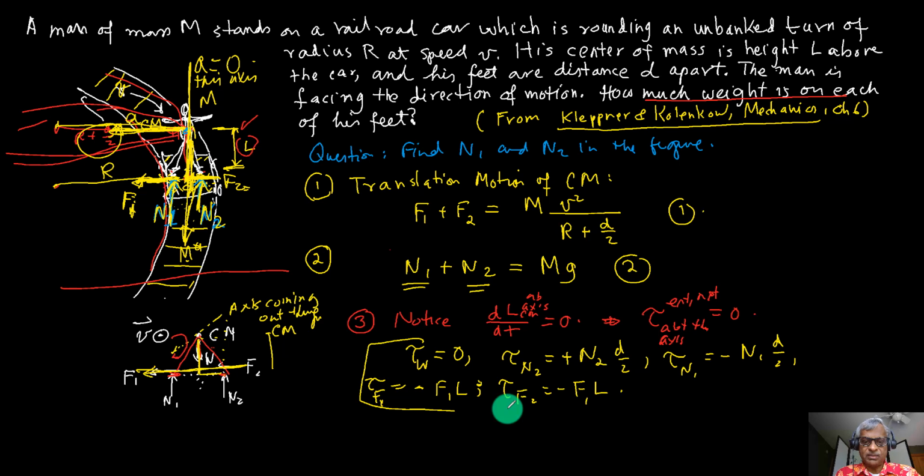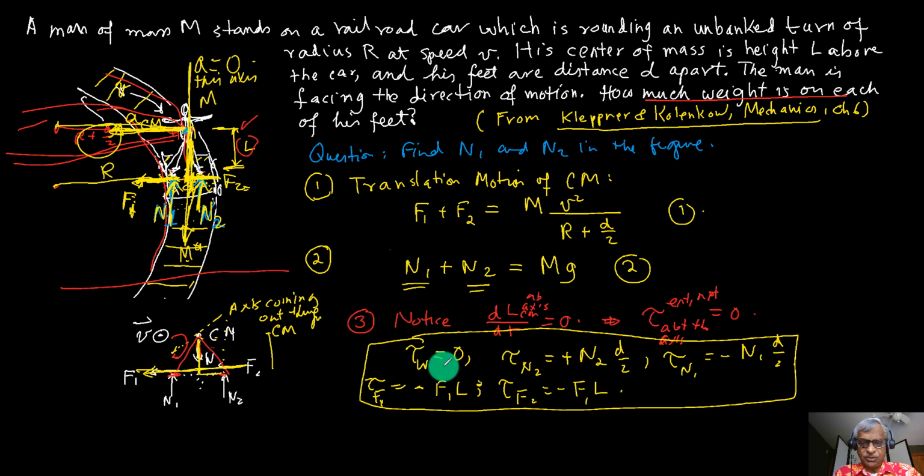And so all of this added up is 0. So I'll say N2 minus N1 is F1 plus F2, N2 minus N1 is F1 plus this F2 times 2L over D. All right. So this is the third equation.